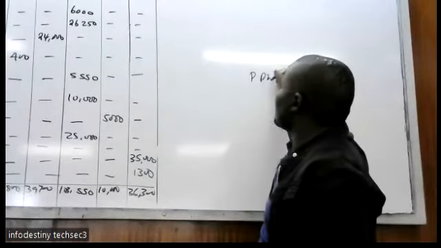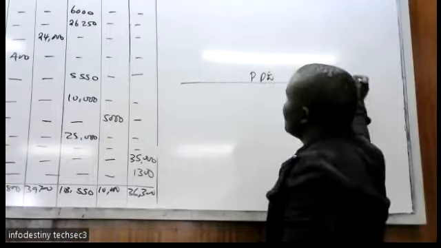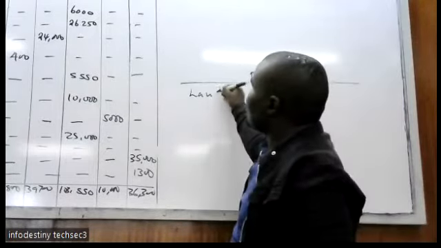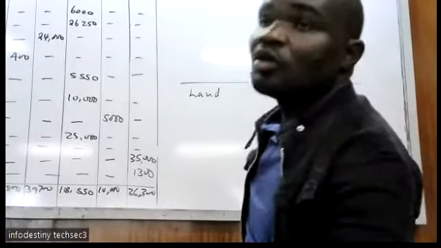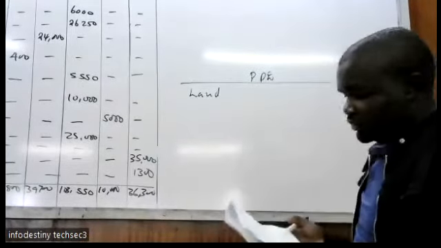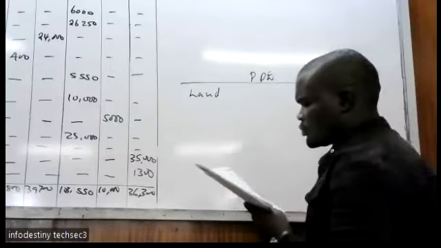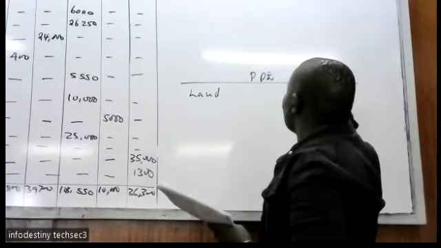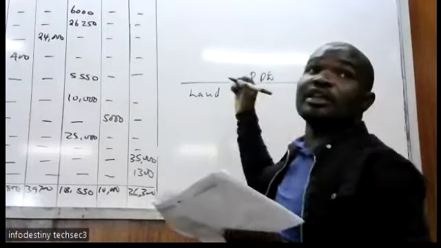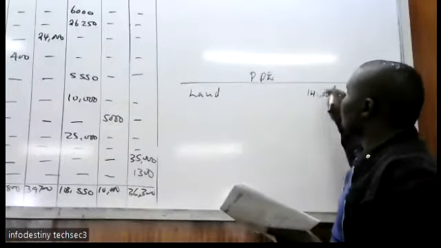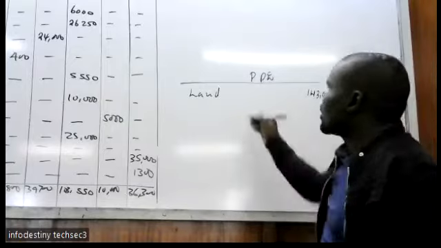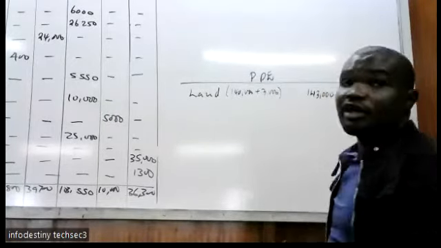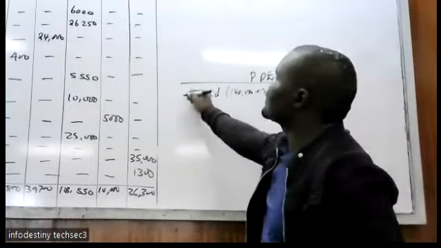So PPE will be, let's start with the land. So land, what was the cost in the trial balance? 140 plus 3, eh? So the revaluation is 3. So you take 140 plus 3. You get 143. Followed by buildings.